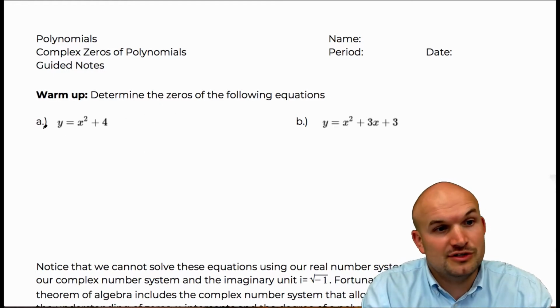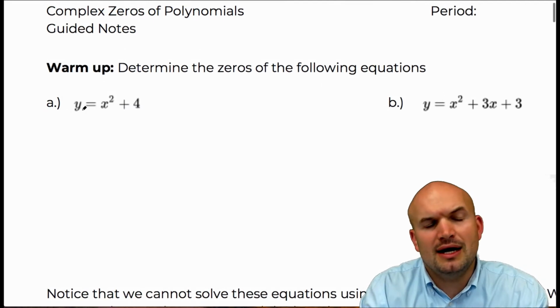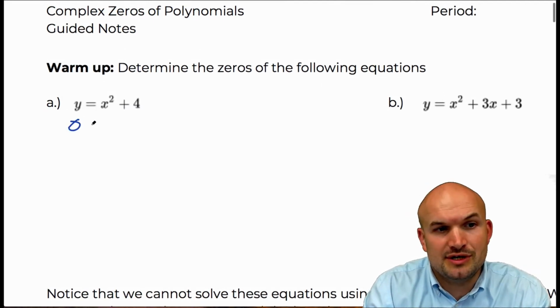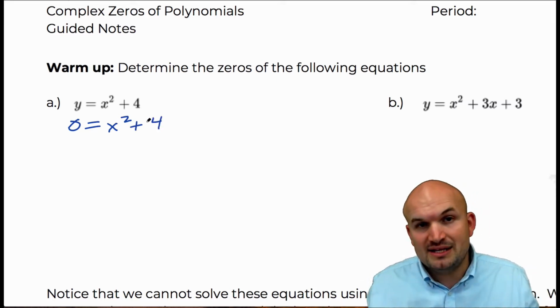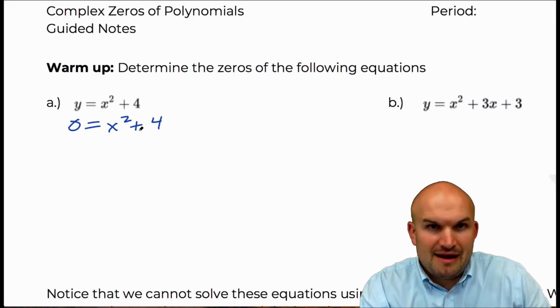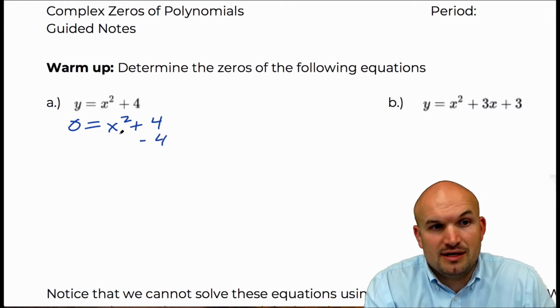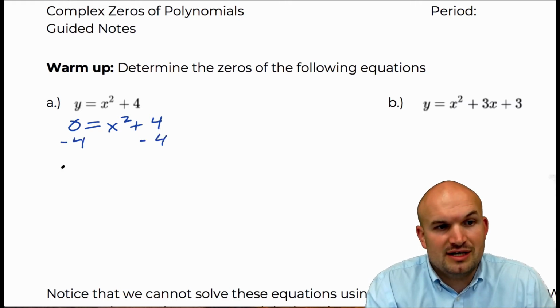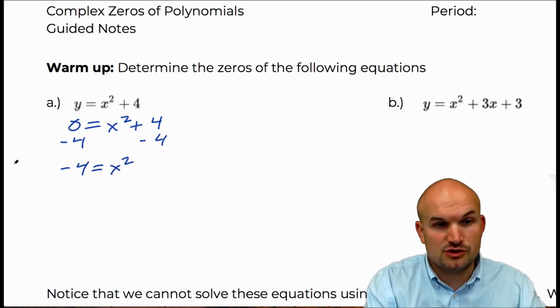If we're trying to find the zeros, we want to set our y equal to 0. So we have x squared plus 4 equal to 0, right? We're trying to find the values of x that make f of x, or y in this case, equal to 0. So rather than having to factor, I can solve this using the square root method. I'll subtract 4 on each side, and then I'll have negative 4 equals x squared.